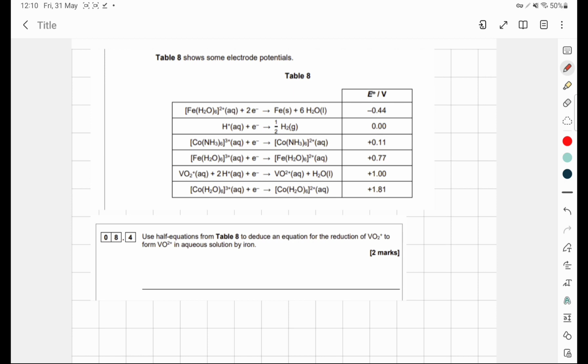Rule number one, when you combine two half equations, one is going forward and one is going backwards. And rule number 2, the half equation with a more positive E0 value will go forward and the one with a more negative E0 value will go backwards.